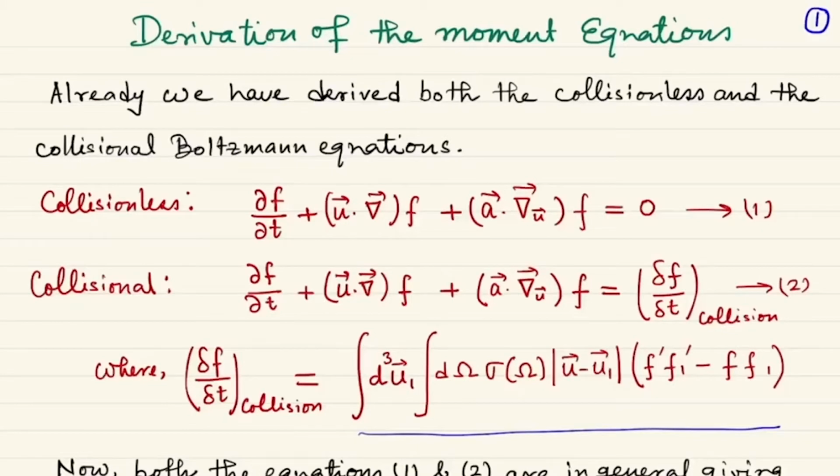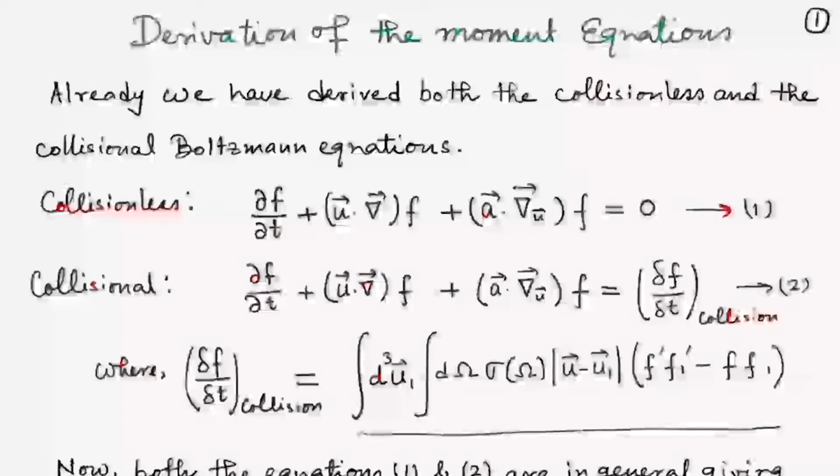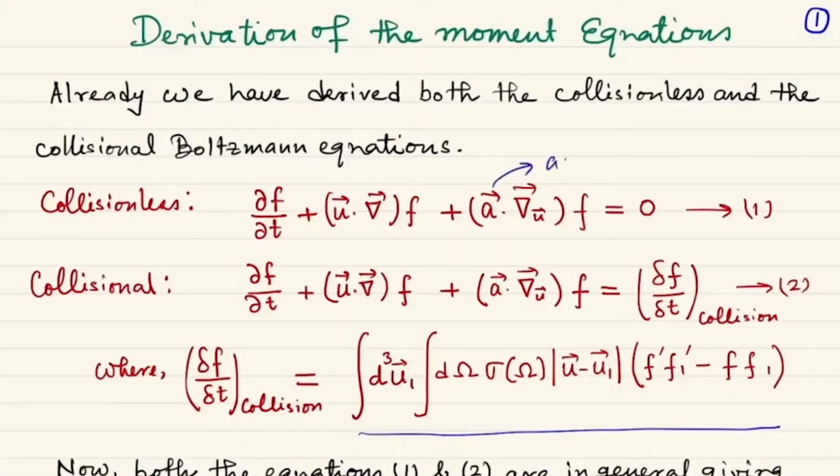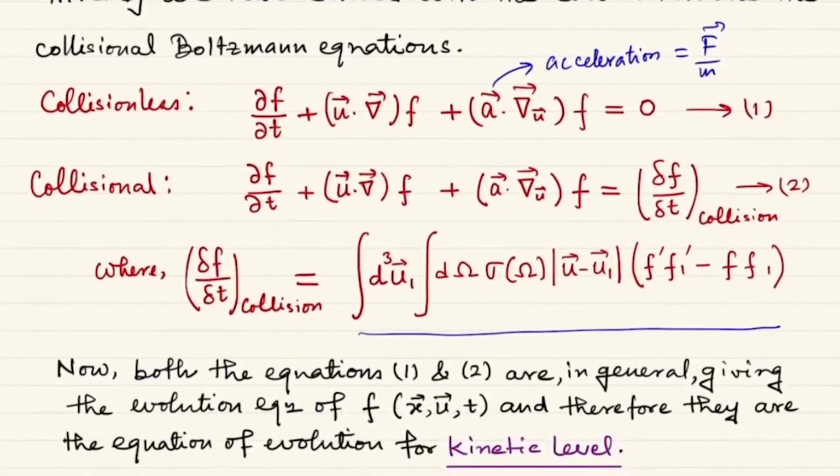Once again, the primed quantities are the distribution functions after the collision and the unprimed are the distribution functions before the collision. And as a reminder, a is the acceleration, which is nothing but the body force divided by the mass of one particle.